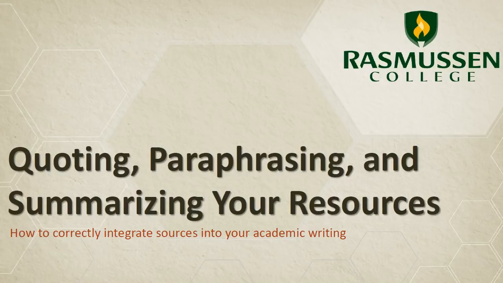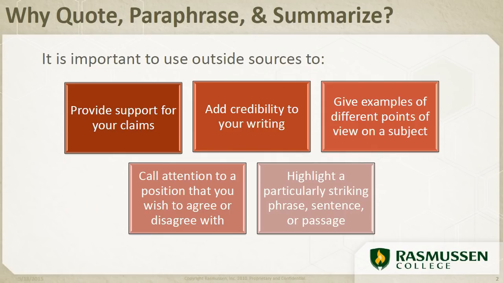This video will teach you the difference between quoting, paraphrasing, and summarizing resources, as well as how to effectively integrate resources into your academic writing. It's important to understand why it's necessary to use outside sources in your writing. Citing information you found in books, articles, or websites allows you to provide support to the claims and arguments that you're making. This gives you credibility as a writer.